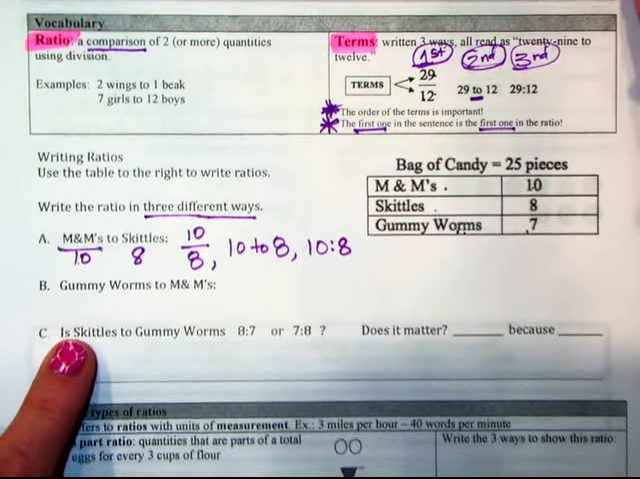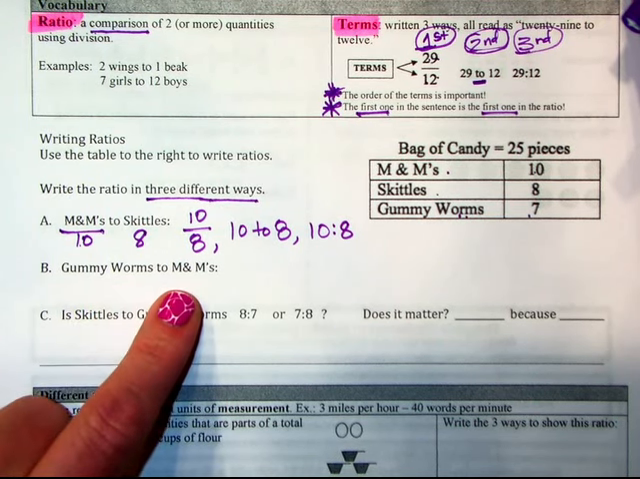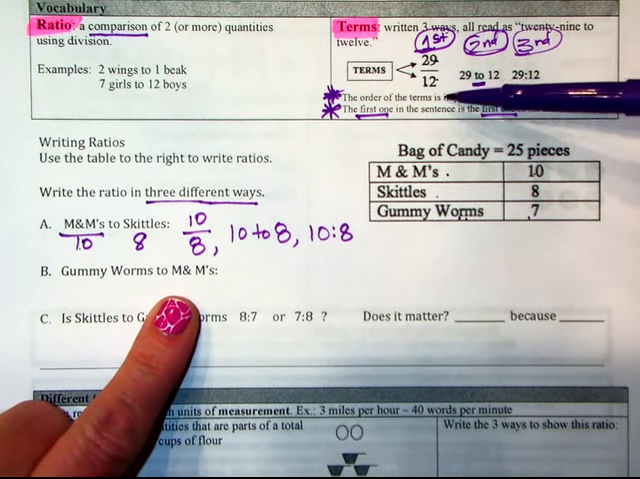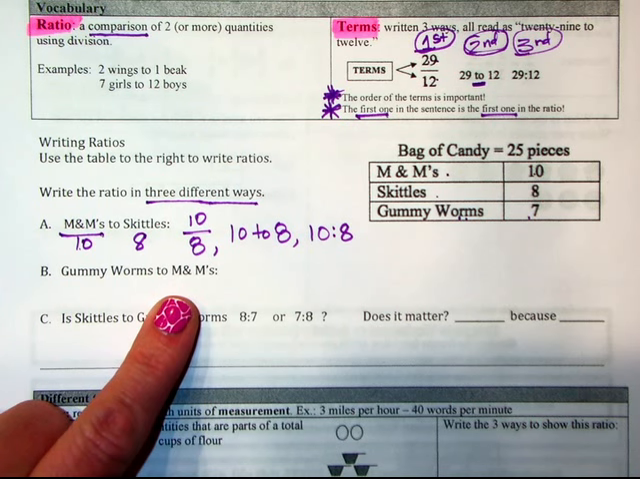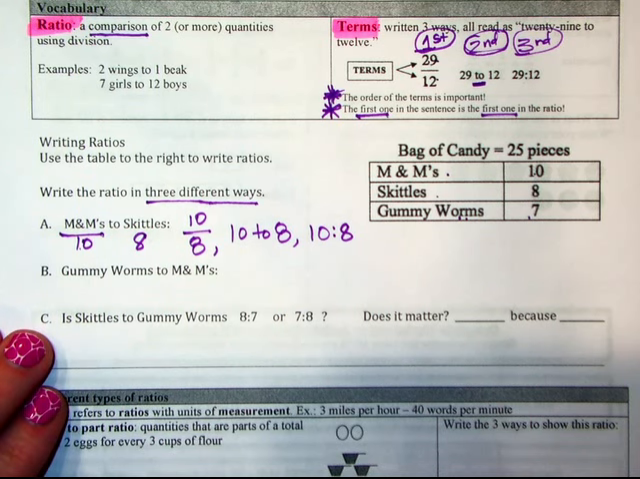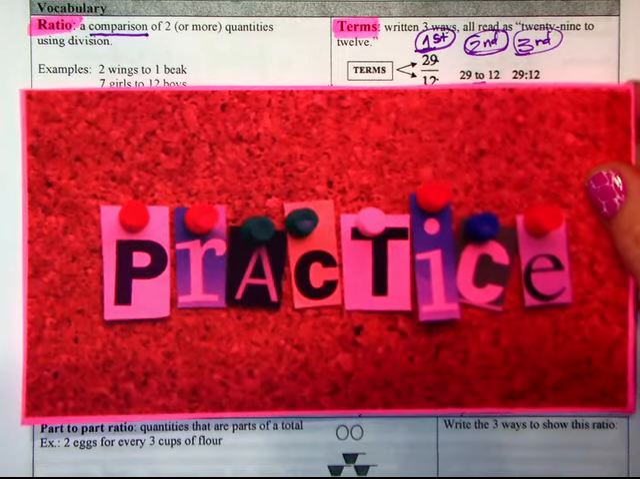All right, problem B is gummy worms to M&Ms. Remember your rules up here: the first one in the sentence is the first one in the ratio. Right now, I'd like you to pause your video and work on these yourself. Then when you're done, press play again, and I'll go through them and let's see if you got them right.